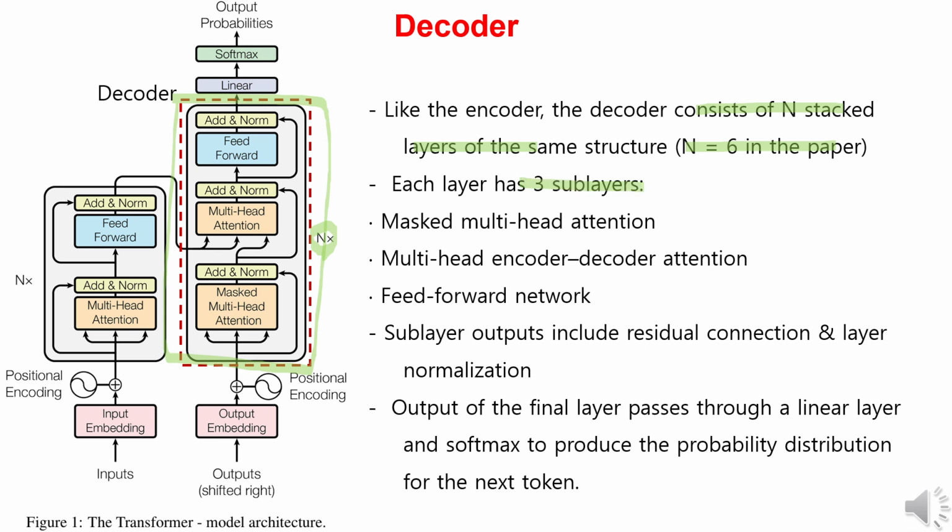First, masked multi-head self-attention is applied to prevent the model from seeing future tokens. Next, multi-head encoder-decoder attention allows the decoder to attend to and make use of the encoder's output representations. Finally, a feed-forward network is applied. As with the encoder, residual connections and layer normalization are applied to the output of each sublayer. The output of the final decoder layer is then passed through a linear layer and a softmax, producing a probability distribution over the next token to be generated.